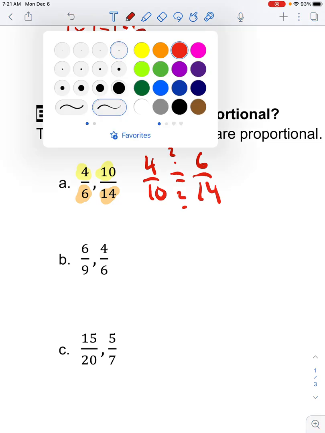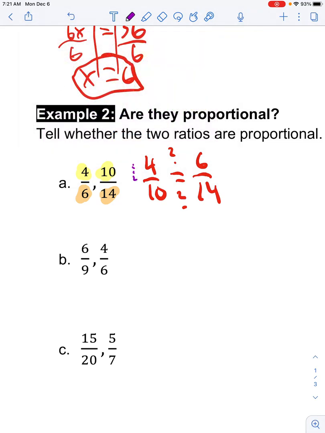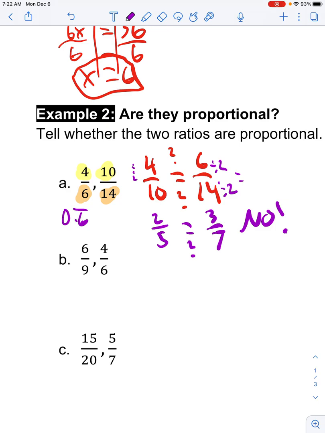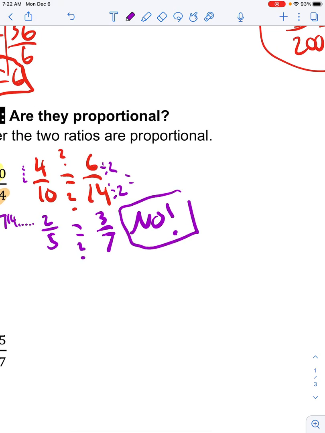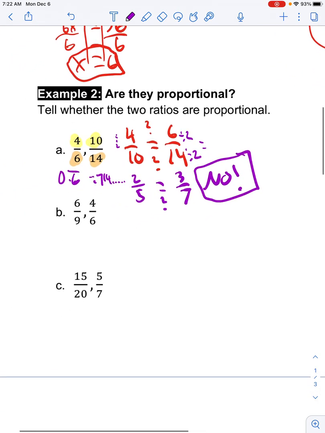Let's see. Well, I could factor out a 2. If I divide by 2, that gives me 2/5. I could divide this one by 2, and I get 3/7. Is 2/5 the same thing as 3/7? No. 4 divided by 6 as a decimal is 0.6 repeating. 10 divided by 14 as a decimal is 0.714... So these are not proportional. No.